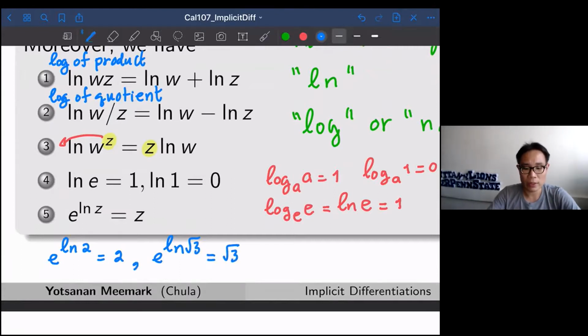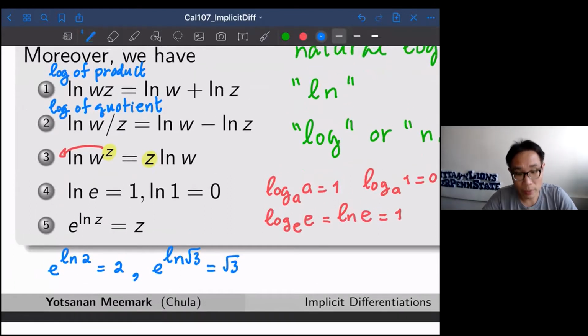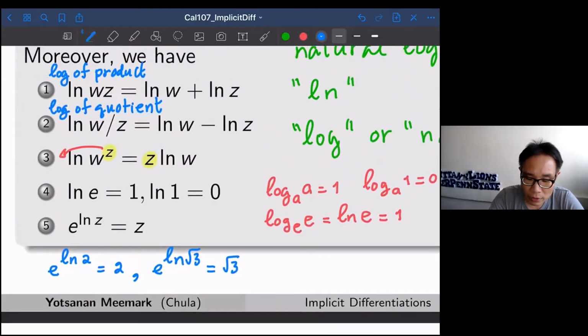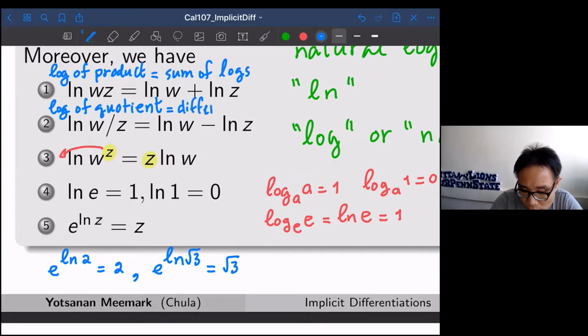Okay, so this is going to be the important algebraic properties of the log function. So please memorize the properties of the log. The log of a product turns out to be the sum of the logs, and the log of the quotient is going to be the difference of the logs.